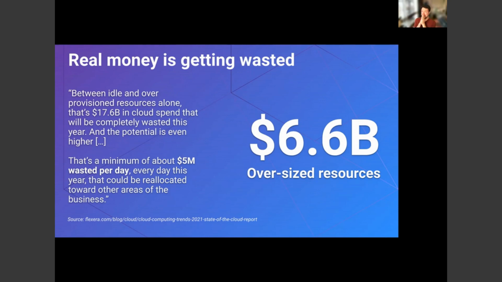That is shocking to me, and it should be shocking to you, right? We're talking about $6.6 billion, for example, just in oversized resources, right? And I put that number up there because to me that one is wild. Like, we're over provisioning to the tune of $6.6 billion annually, as an industry, as a group of industries spending money on cloud. That is shocking, right? And we need to do something about that, right?